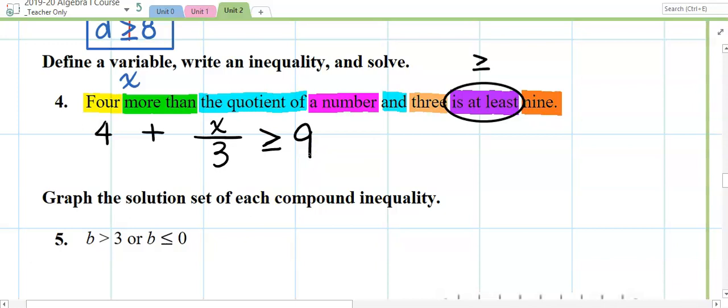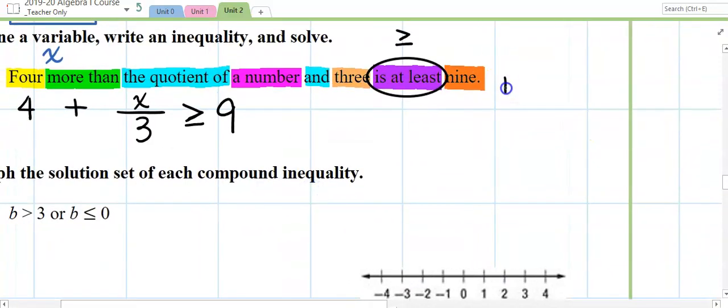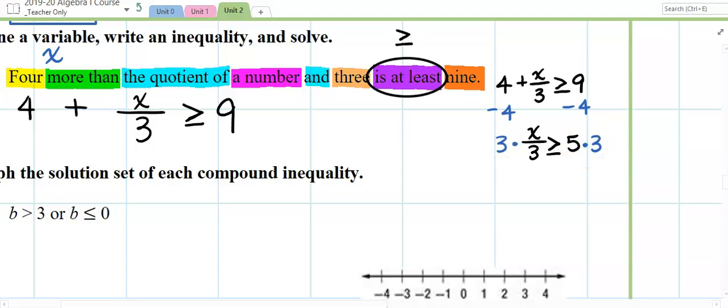And now we're going to solve. Going to rewrite this off to the side so I have a little bit more space. 4 plus the quotient of a number and 3 is at least 9. I'm going to subtract 4 to start with. Then I'm going to multiply by 3 on both sides. X is greater than or equal to 15. And that's my answer.